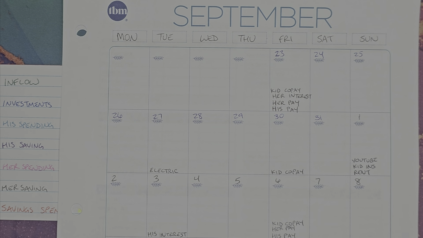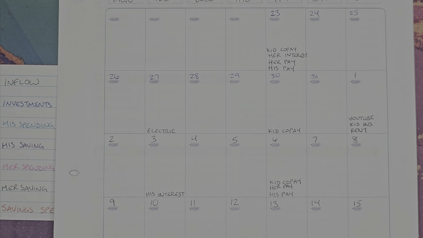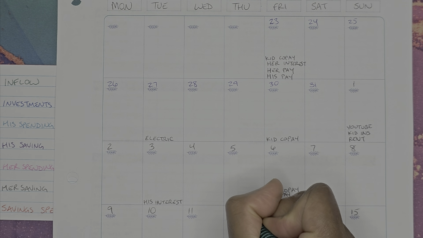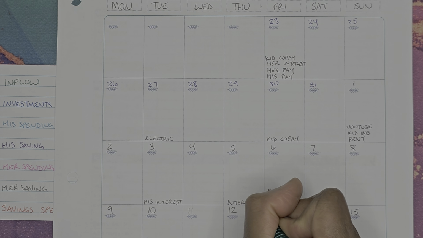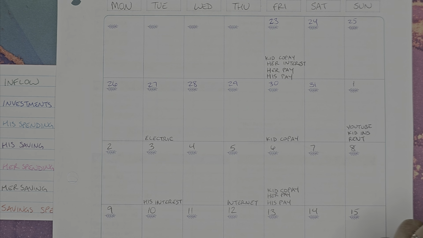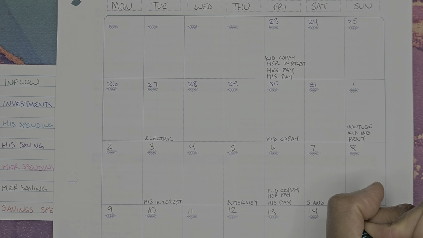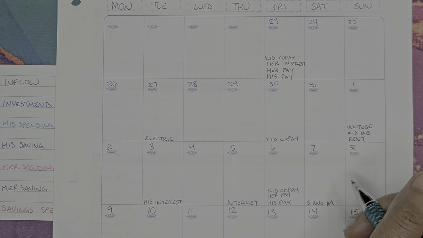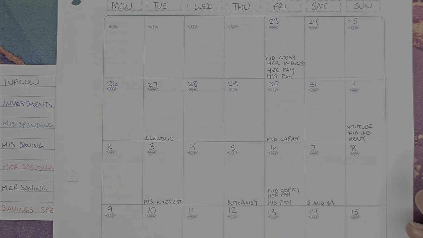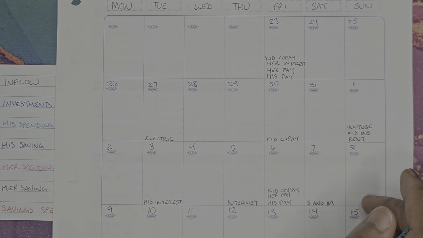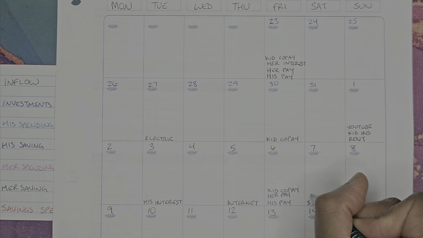Can you see it? Okay. So the 5th is internet. And the 7th is S&M. And this never comes out on time because it's like a digital check, so it takes a while to clear. But it doesn't clear on the same day every month, so we just put the actual due date. And then Netflix is also on the 7th.